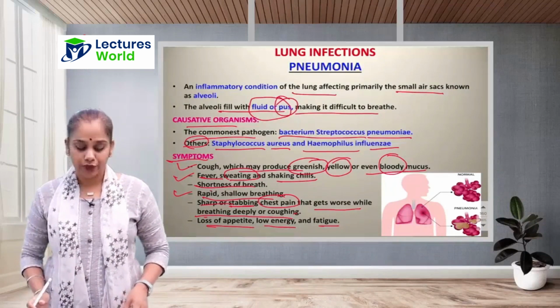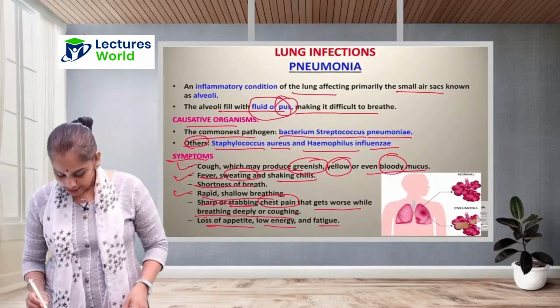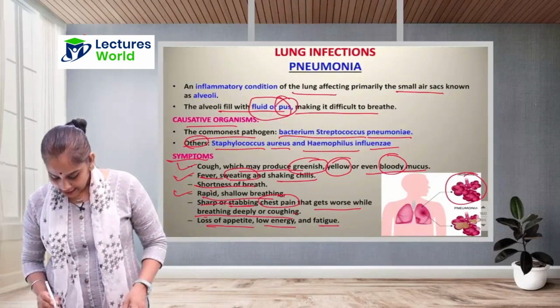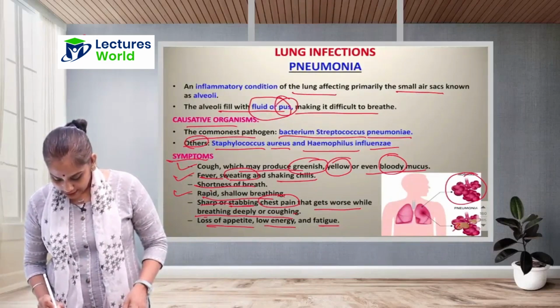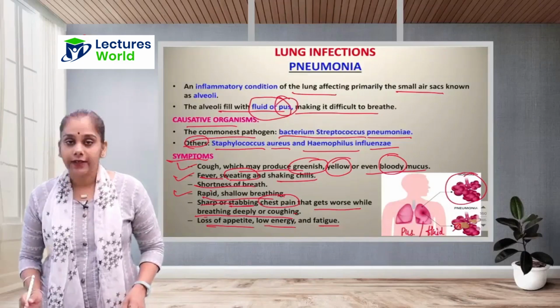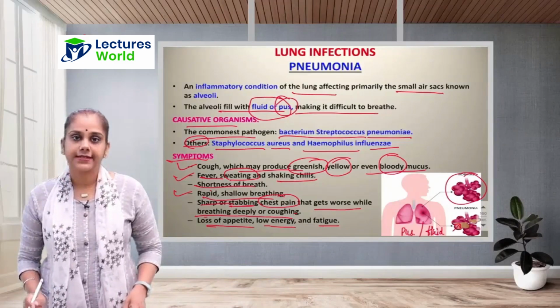So what is pneumonia? You can see this is the normal alveoli. See, this is the fluid. Fluid or pus collected in the alveoli is known as pneumonia.